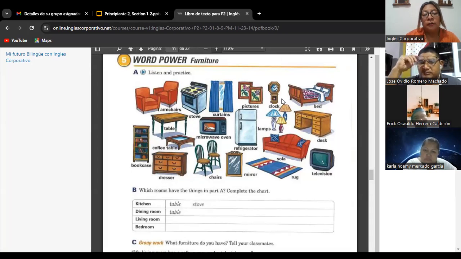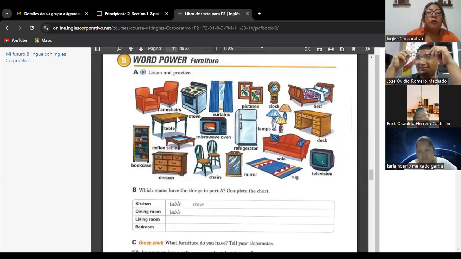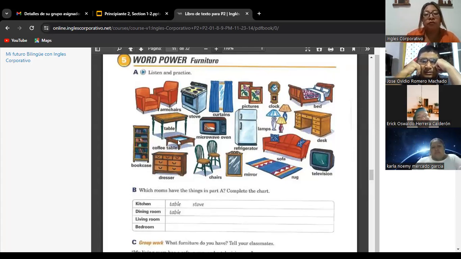The clock, the bed, the table. The table is the one on which you have your food, or to work. And you have a small one, a coffee table, which you place in the living room. The coffee table normally is in the living room. Then we have the bookcase, dresser, chairs, microwave oven, refrigerator, mirror, rug, lamps, television, and desk.